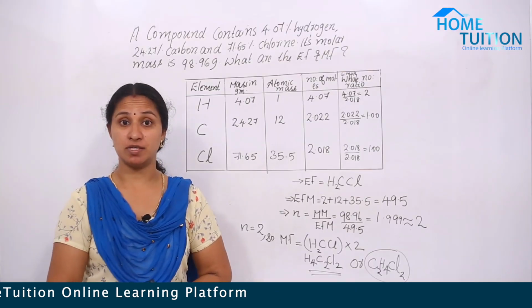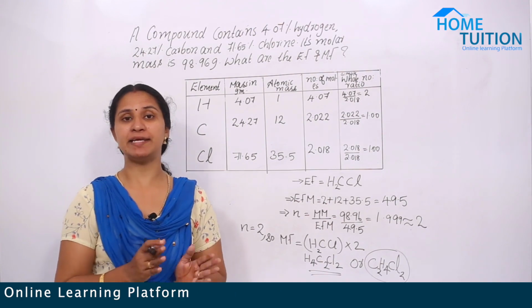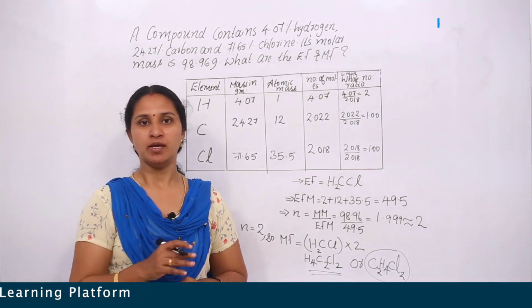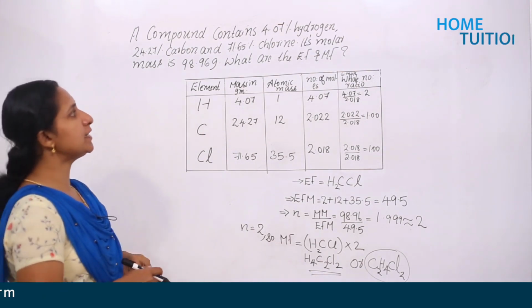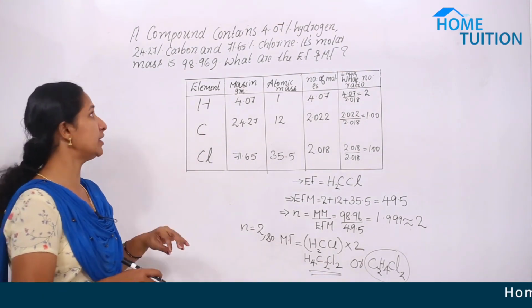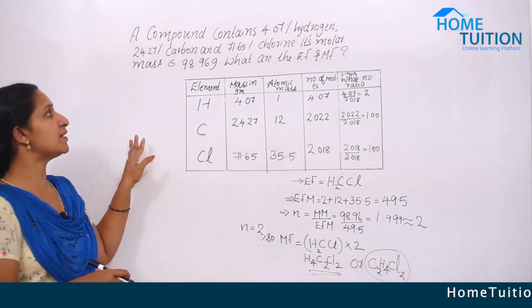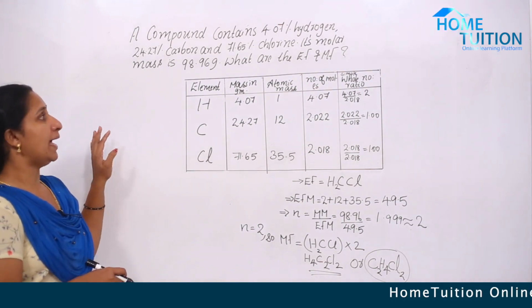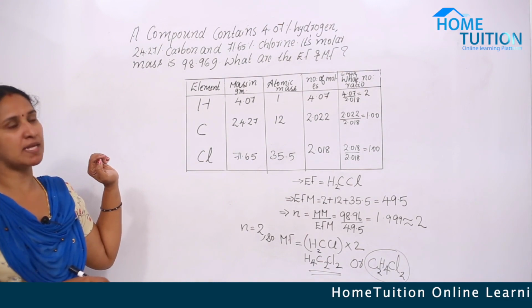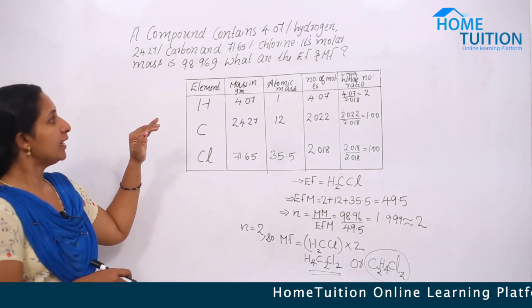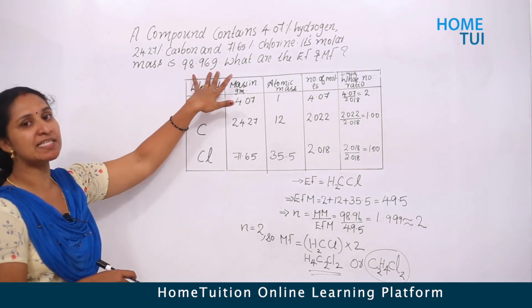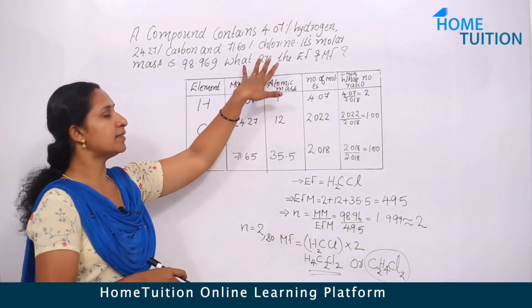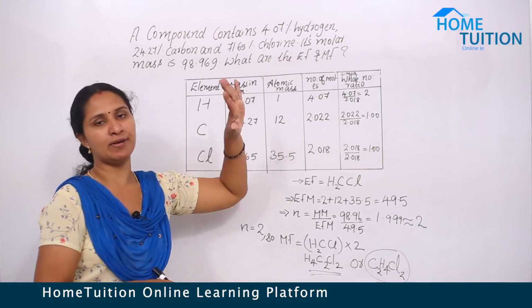Let's discuss a question in order to find the empirical formula and molecular formula. The question is this: a compound contains 4.07% hydrogen, 24.27% carbon and 71.65% chlorine. Its molar mass is 98.96 gram. What are the empirical formula and molecular formula?